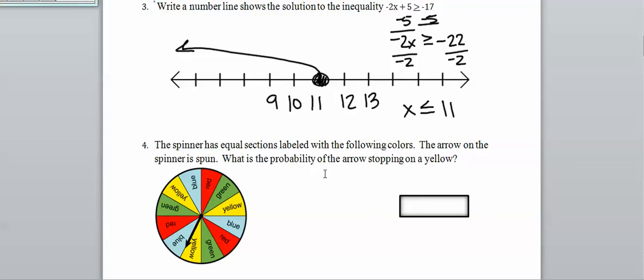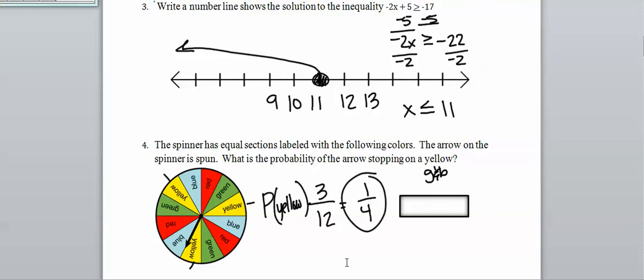Okay, down here I asked you to have it stop on a yellow, and then also what about green and blue? Okay, so the arrow on the spinner is spun. What's the probability of it stopping on yellow? Well, there's 1, 2, 3 that are yellow out of 12 total, so that's 1/4. So the probability of yellow is 1/4.